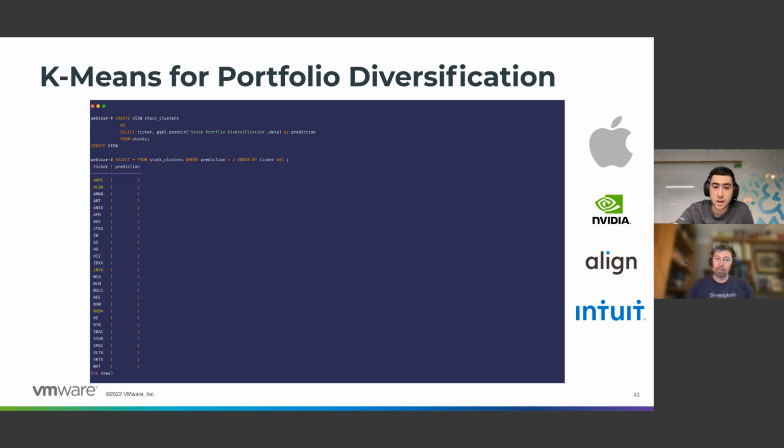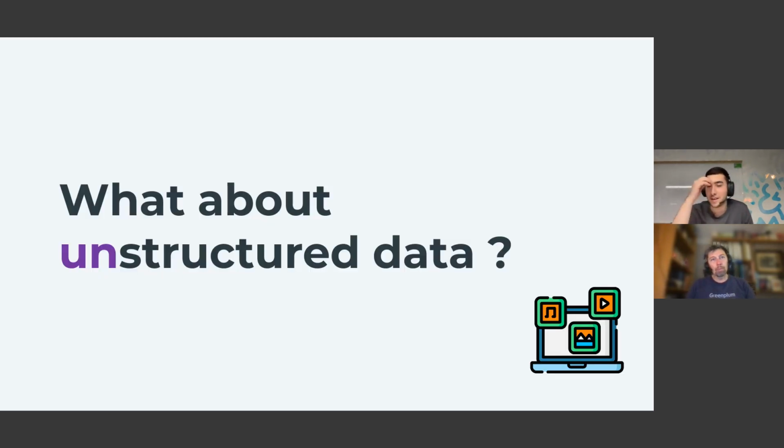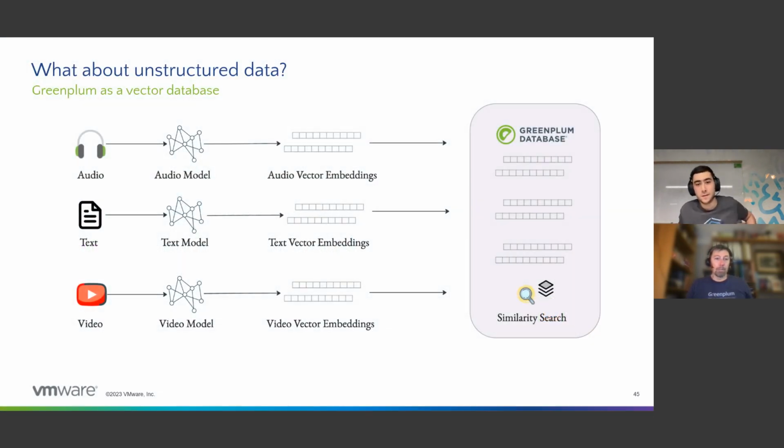Now let's jump to the hard part. What about unstructured data? What about images, videos, and PDFs? How can Greenplum relate to those kinds of data? Again, we alluded to that a little bit at the start, but it's really taking your original data source, whether it's an audio file, a PDF, or a video, and using a model of your choice to create the embedding out of that.